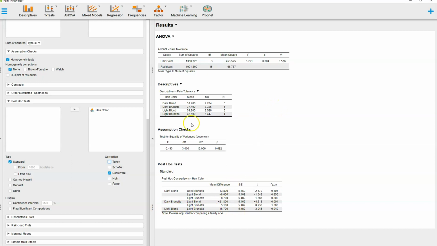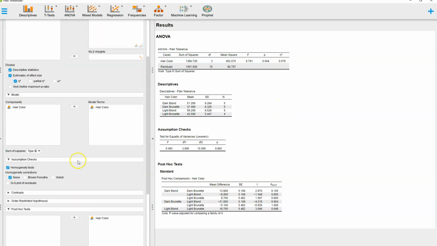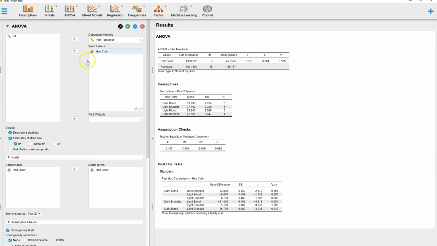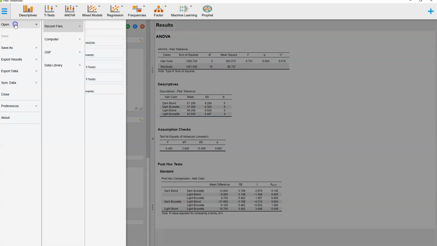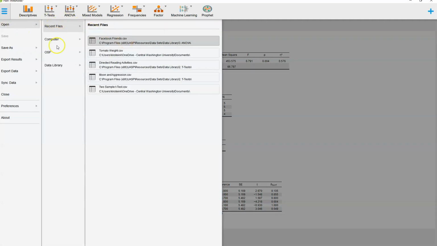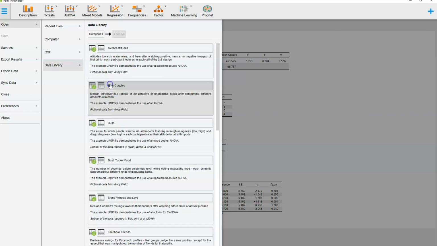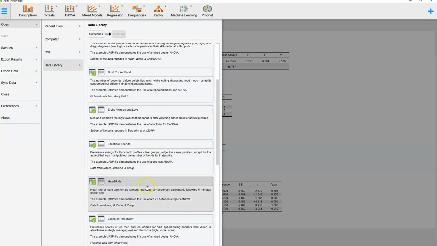That is pretty much Anova in a nutshell. I'm going to bring up another example. We'll pull up a new file, open it from the data library under Anova, and we're going to pull up Facebook friends.